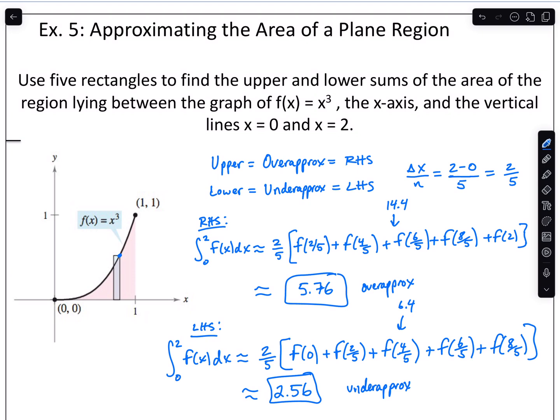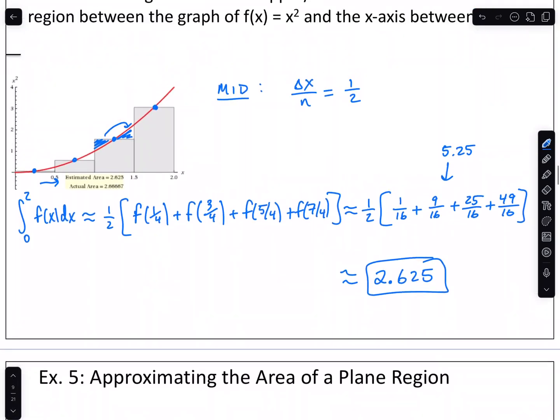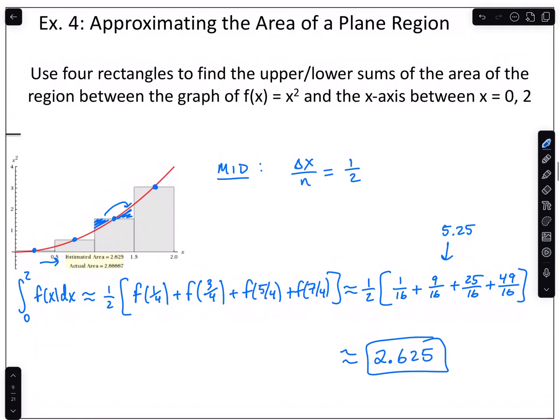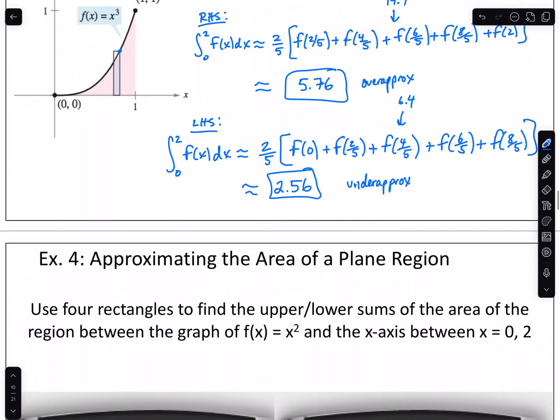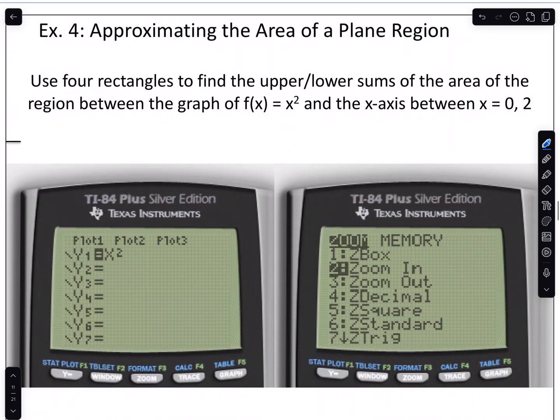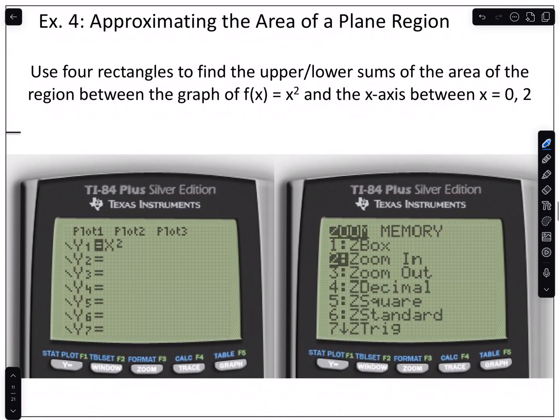But I did tell you I was going to show you how to use the calculator to find this area exactly. So I'll actually show you how to do it for x squared, and then you can try it for this one, which is for x cubed. So going back to example number 4, just so you can see how did we get to this 2.667. You can take your calculator. Let's input x squared as the function itself. Again, I'll do it for x squared, and then you can try it for x cubed.